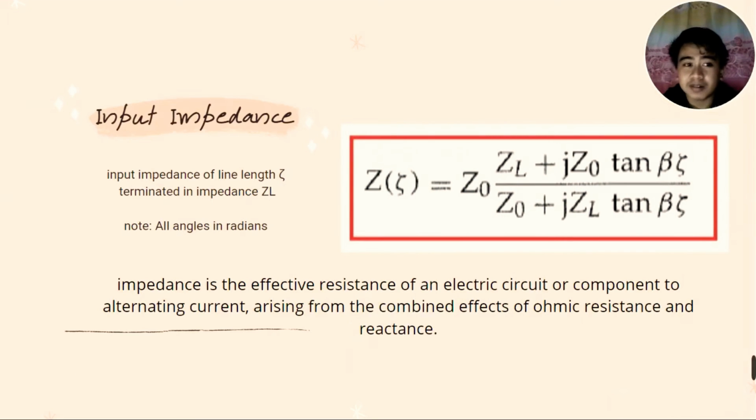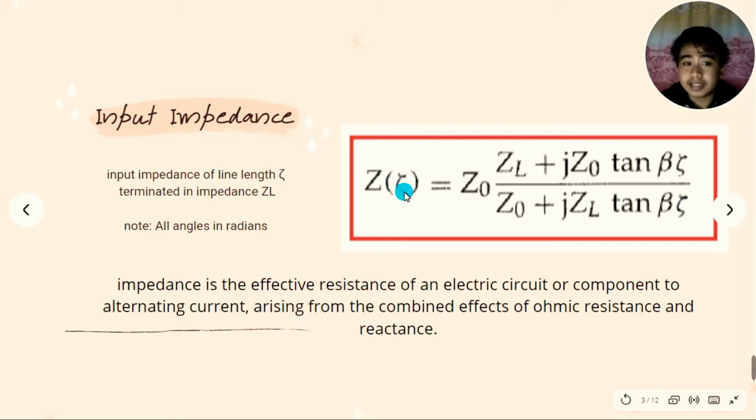So, the input impedance of the line of length zeta, terminated in impedance ZL. Z is actually the symbol used to depict impedance. Impedance is the effective resistance of an electric circuit or component to alternating current, arising from the combined effects of ohmic resistance and reactance. This means that impedance is used in your AC, or alternating current. It is the combination of your resistance and your reactance. In your DC, you just use your resistance.